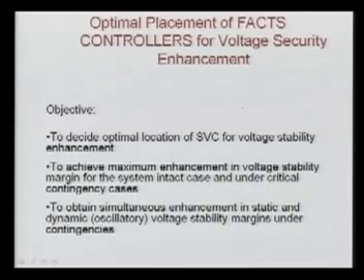Then to achieve the maximum enhancement in the voltage stability margin for the system, the intact case means base case, and under the critical contingency, we will see how much maximum enhancement is possible after locating at that bus. Then to obtain the simultaneous enhancement in static and the dynamic. Dynamic, again the dynamic stability is nothing but it is an oscillatory voltage stability margin under the contingency cases.